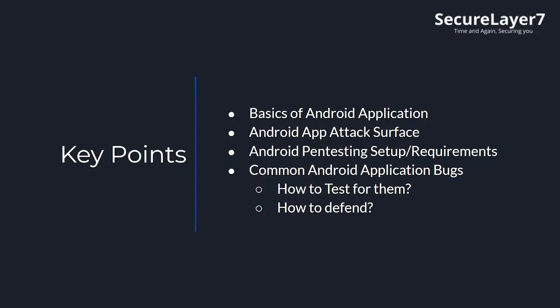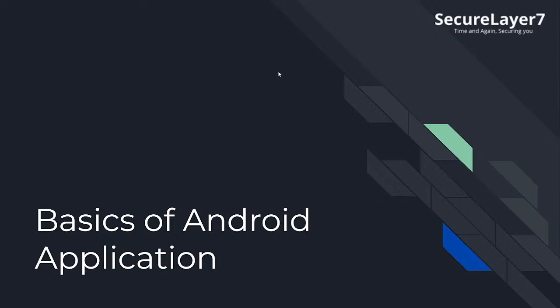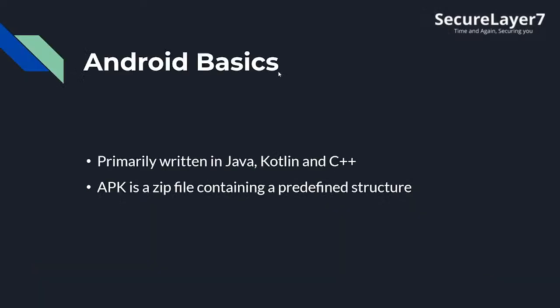So let's start with the basics. Android applications are basically written in Java, Kotlin or C++. These are Java-based applications, and the APK file that we see in the Android app is nothing but a zip file which has some compiled resources. I will also discuss this in brief in the next slides.